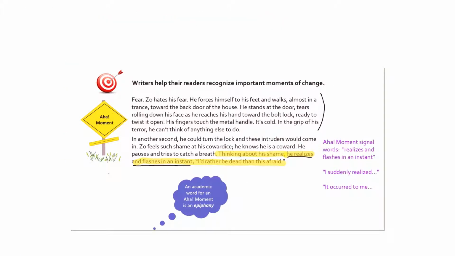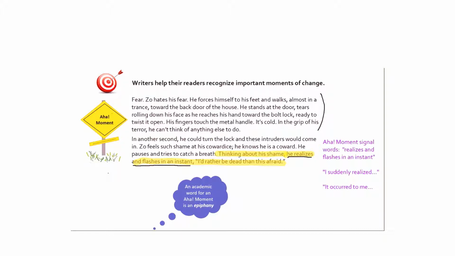Let's look at an example of an aha moment from the story Fear by Terry Truman. An aha moment is when the character has a sudden realization, and usually there are some signal words like, he realizes, and flashes in an instant, or I suddenly realized, or it occurred to me. An academic word for this is an epiphany. When the character has an aha moment and the reader reads those signal words, they think, oh wait, once he realized this, something's going to change for the character.